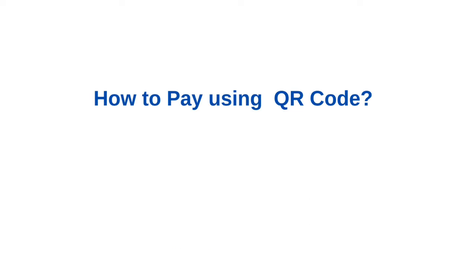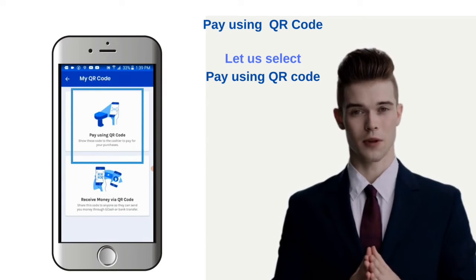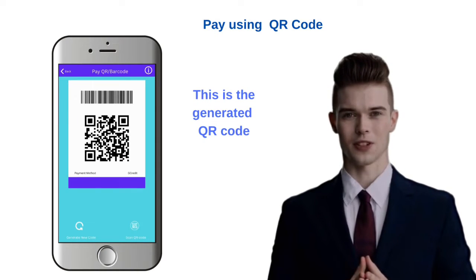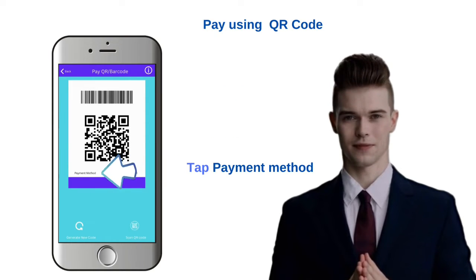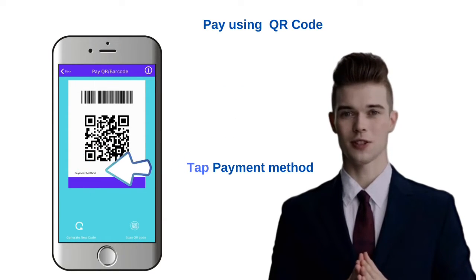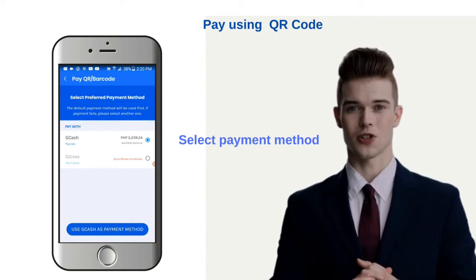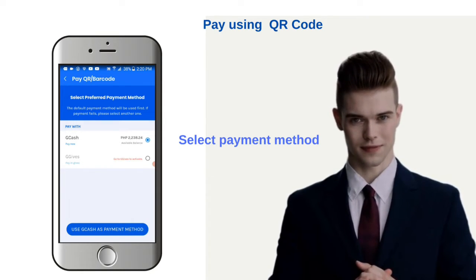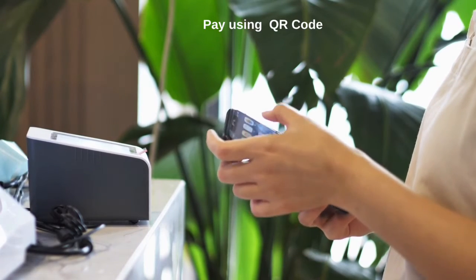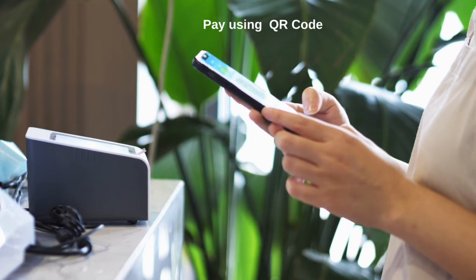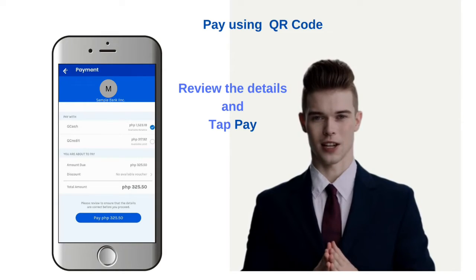How to pay using QR code. This time let us select Pay using QR code. This is the QR code you've just created. Tap Payment Method. You can check the payment options. You will see here the Cash and GCash payment methods. Now, you can show this QR code to the store or merchant that you are going to pay. Scan and review the details and tap Pay.